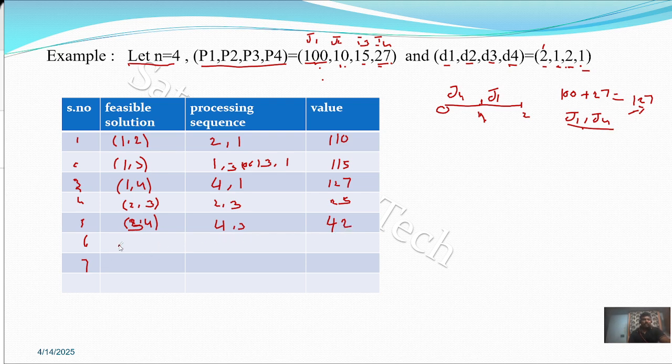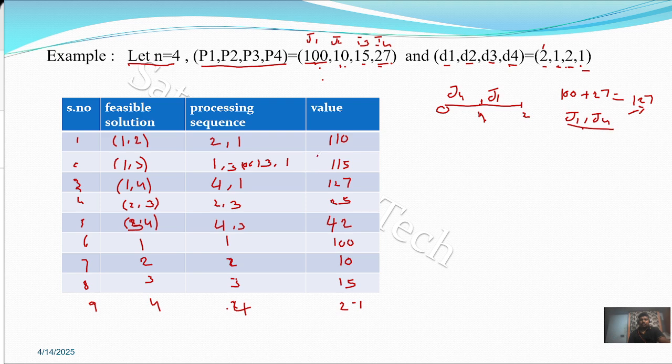Now we can consider only one job. If the first job is completed, you can get 100, and that job is completed within the deadline. If job 2 is completed, you can get only 10. If job 3 is completed, the profit is 15, with only one job considered here. And if job 4 is completed within the deadline, you can get a profit of 27.